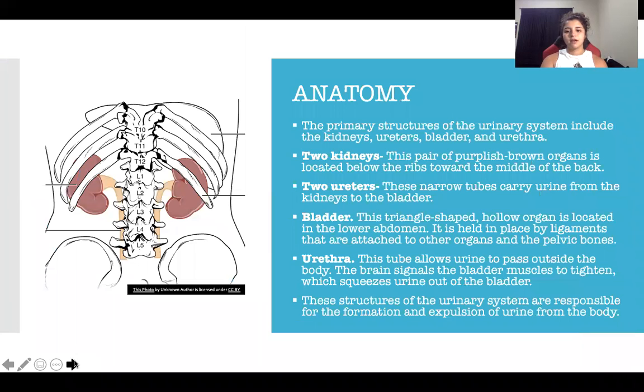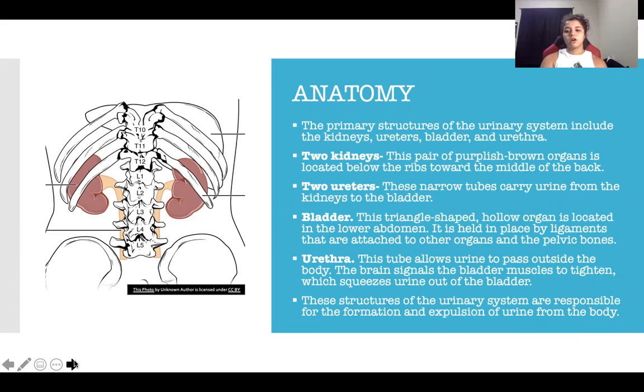So here's a couple of anatomy. The primary structures of the urinary system include the kidneys, ureters, bladder, and urethra. The two kidneys are a pair of purplish brown organs that are located below the ribs toward the middle of the back. Kidneys regulate the acid base balance and conserve fluids.